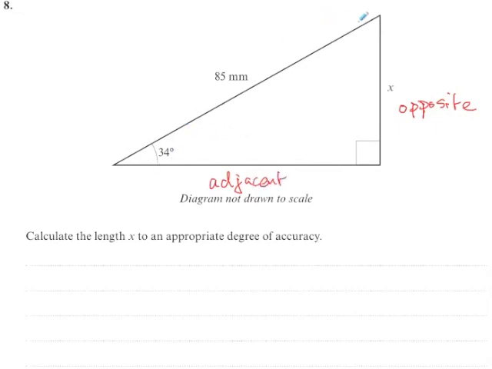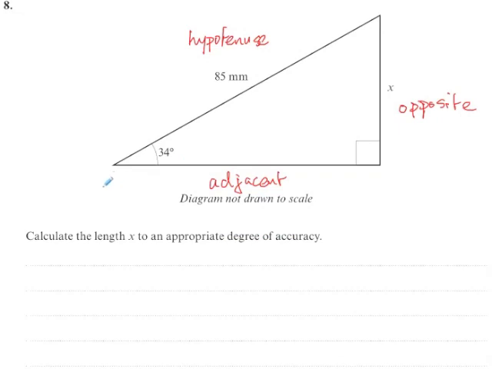So why isn't this the adjacent? Well, it's the longest side in the triangle, and that's in a right angle triangle, I should say. So that's the hypotenuse. We know it's a right angle triangle because we've got that symbol there. So calculate the length x to an appropriate degree of accuracy.